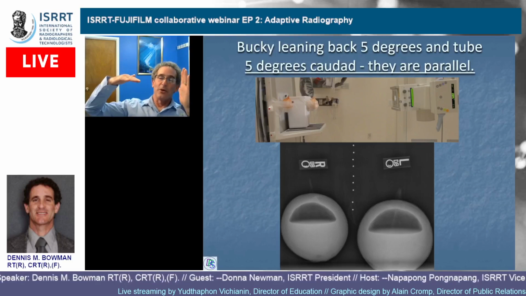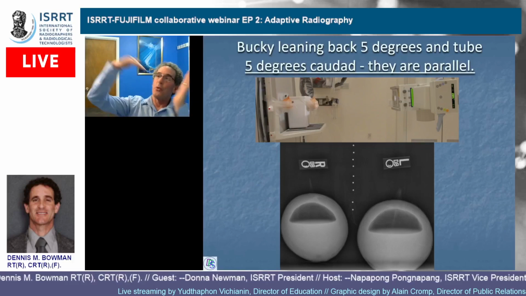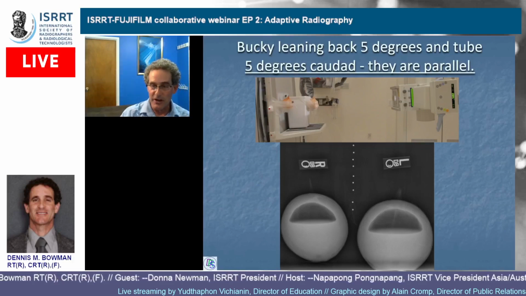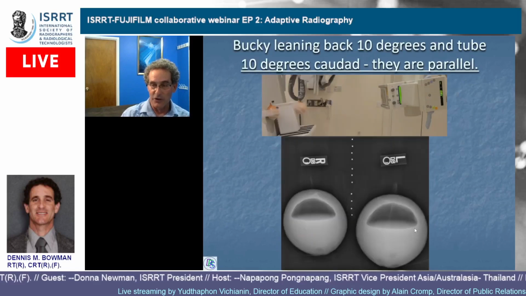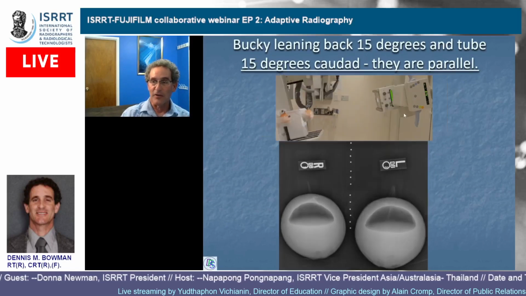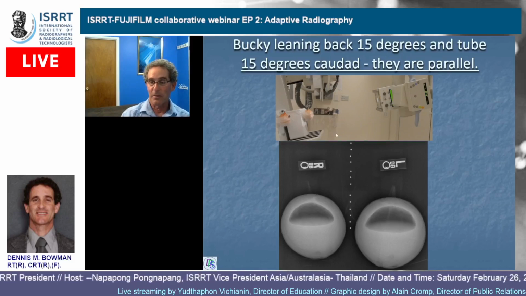So here's what we were doing, right? The patient's back 5, so we're at 5. But you can see already it's distorting it. At 10, it's noticeably distorting. And at 15 degrees with the tube and 15 degrees with the patient, it's just as bad as when the tube was parallel, when you were angling at 15 degrees.